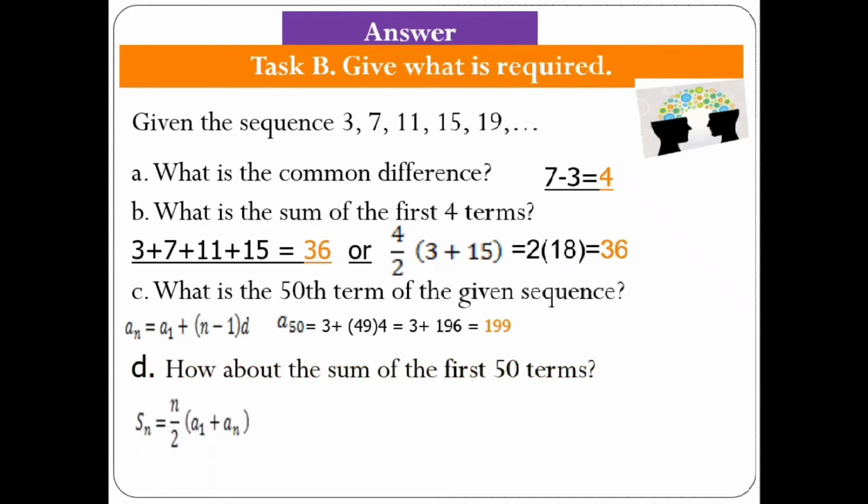And to look for the sum of the first 50 terms, we will use the formula S_n = n/2 times the quantity of the first term plus the last term. Since the first term is 3 and the last term is 199 and n is 50, we have S_50 = 50/2 times the quantity of 3 plus 199, that is equal to 25 times 202, which is equal to 5050. Therefore, the sum of the first 50 terms of the given sequence 3, 7, 11, 15, 19, and so on is equal to 5050.